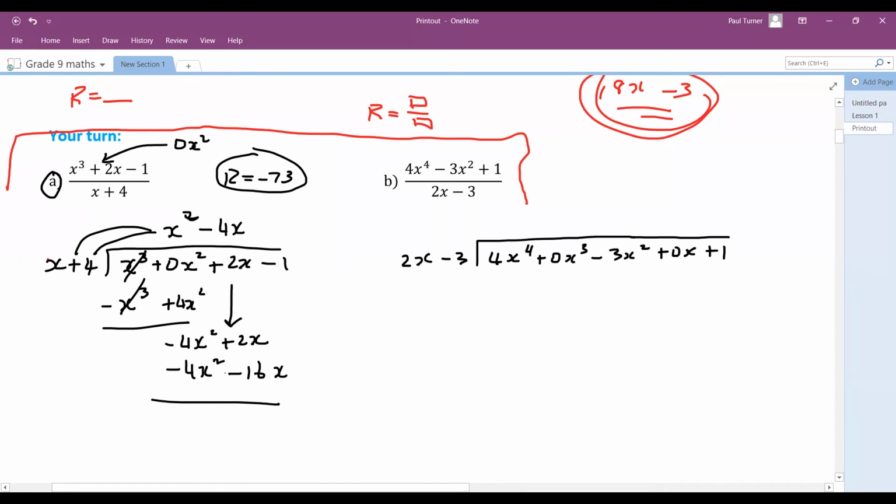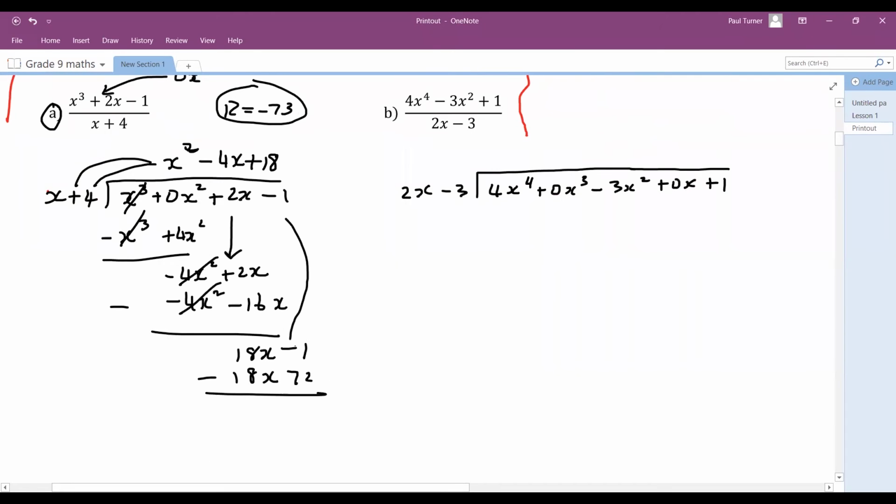All right, then we subtract that. So these two will be gone. 2 minus negative 16 is going to be 18x. Bring down the minus 1. Okay, so this is going to have to be 18. 18 times x, 18x. 18 times 4, that's 72. Okay, I'll go down a little bit. So 1 minus negative 72 would be 1 plus 72, that's 73, so the remainder is minus 73.